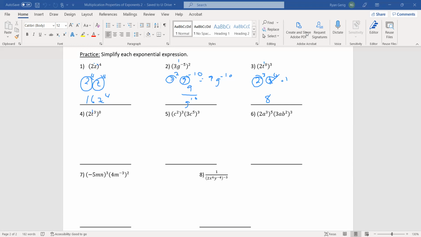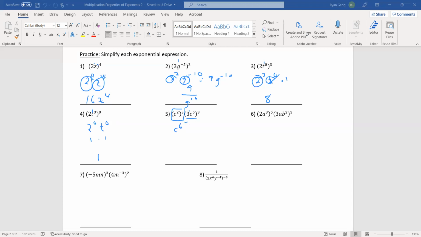Okay. Moving on. Number 4. Exponent of 1 for the 2 there. So 1 times 0 is 0. 3 times 0 is 0. Now that is 1 times 1, which is just 1. Okay. Number 5. Starting to get a little more complicated here. Make sure every base has an exponent. C already has one. 3 does not. So I'm going to multiply that 3 there. That first exponent of 3 only applies to the c squared. So that's c to the 6th.